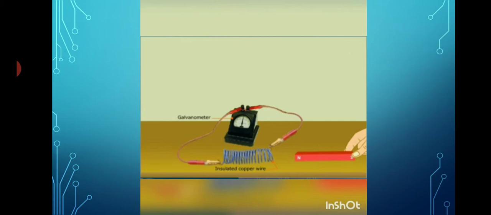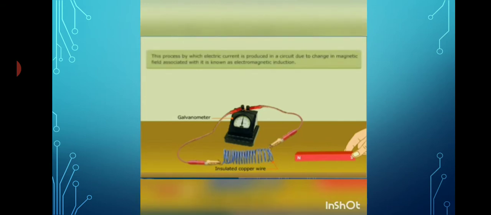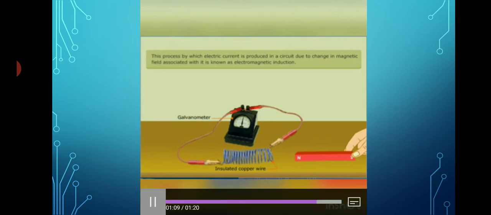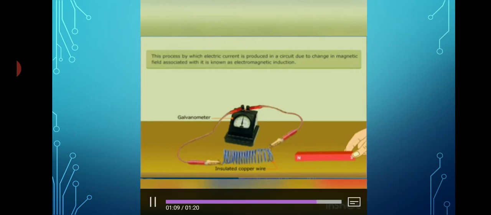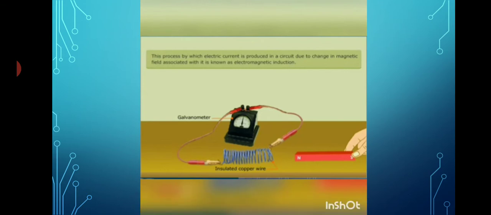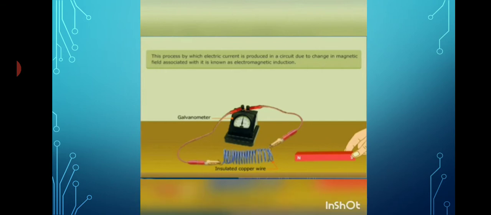And this phenomenon is called electromagnetic induction. Okay, so what is electromagnetic induction? The process by which electric current is produced when there is a change in the magnetic field associated with the conductor is called electromagnetic induction. Okay, let's perform one more activity to make the concept clear.